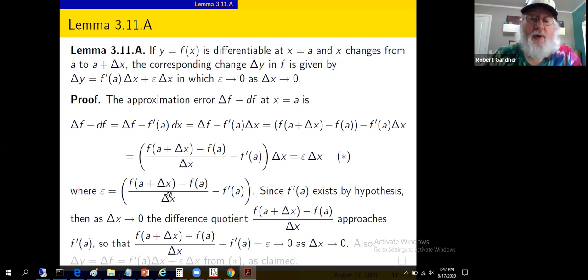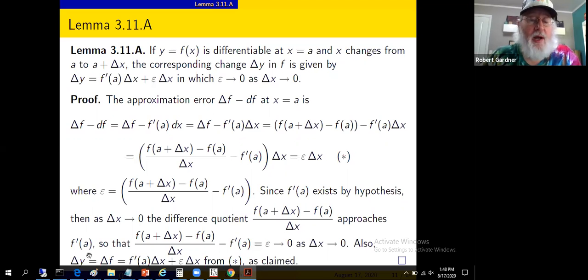And this whole thing is going to approach 0 because this is f prime of a. Subtract it off. F prime of a exists, doesn't it? Yeah, we hypothesized differentiable at x equals a. F prime of a exists, so as delta x approaches 0, the difference quotient approaches f prime of a by the definition of derivative. So the epsilon quantity approaches 0. So as delta x approaches 0, the epsilon quantity approaches 0. That's the second part. The other part was delta y can be written in this form here, and that's exactly what we have upstairs.